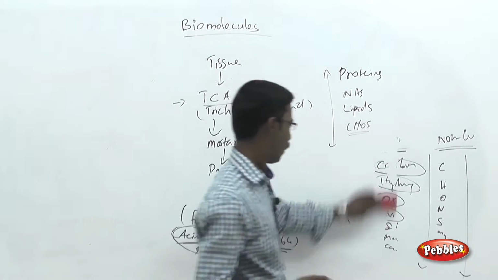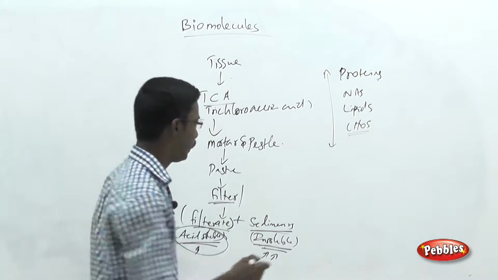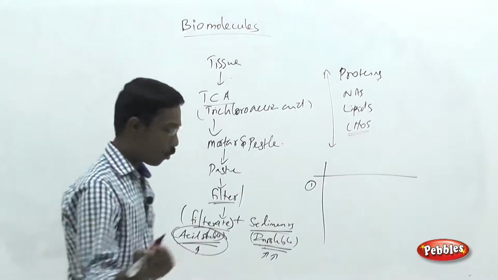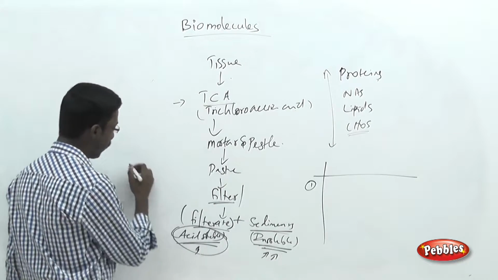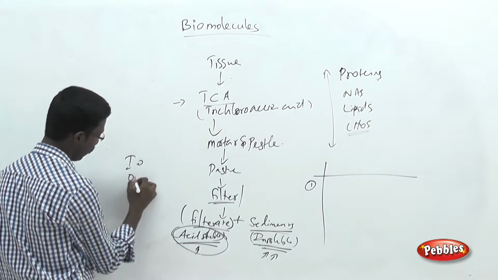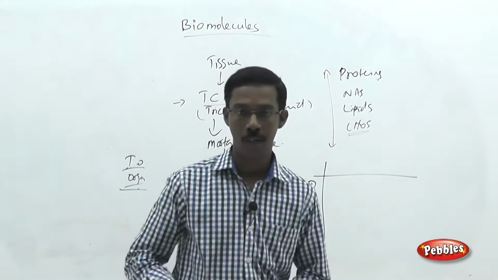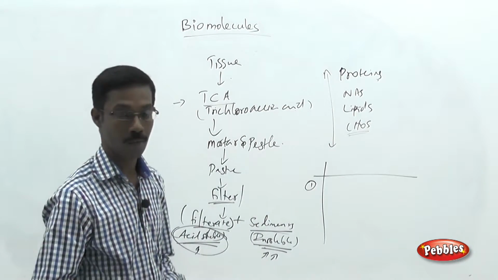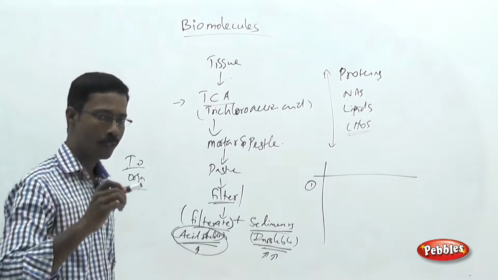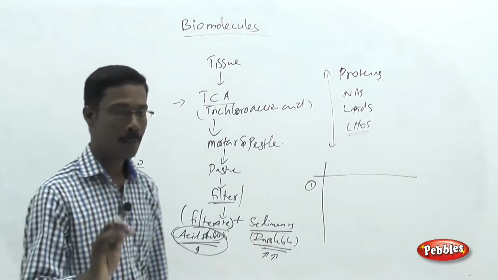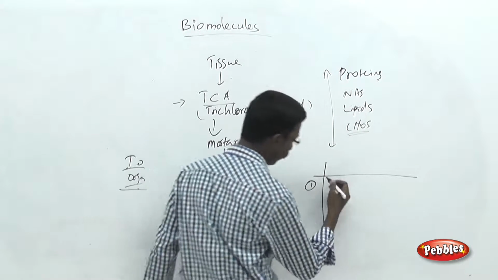Now we will see the rough composition of a cell. As I told you, it is made up of both inorganic and organic compounds. So what may be the percentage of inorganic molecules in a cell, or the percentage of organic molecules in a cell? You may think the percentage of organic molecules is more in the cell, but that is wrong.